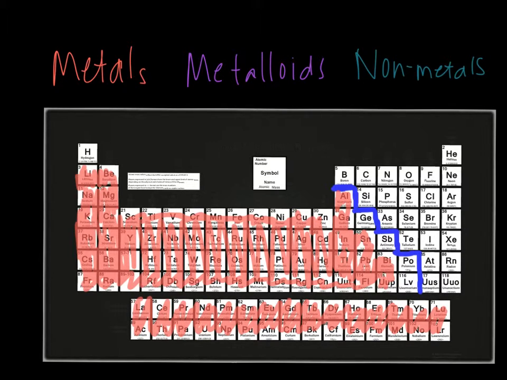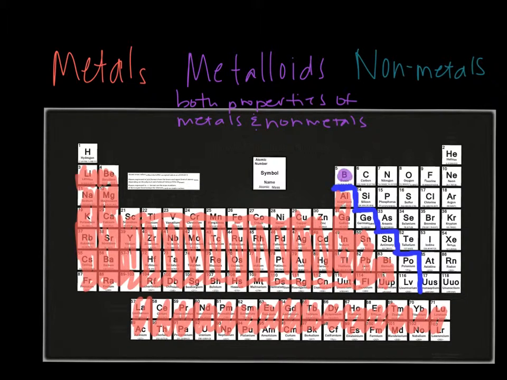So next we will have metalloids, and metalloids are elements that have both properties of metals and nonmetals. So let's write that down here. Both properties of metals and nonmetals. Okay, and those elements can be found right between the metals and the nonmetals along that blue staircase.